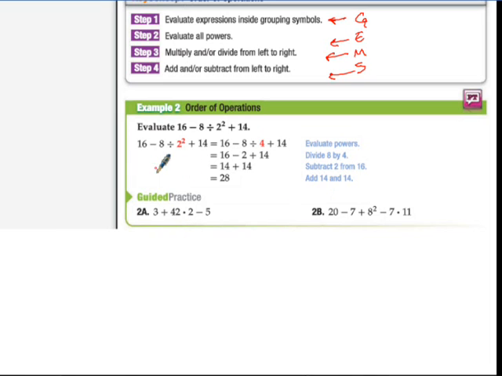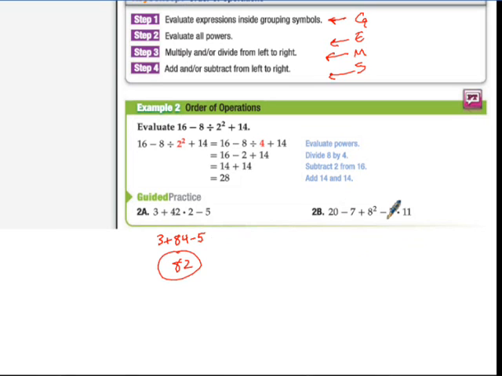Okay, so you've unpaused. Let's take a look at 2A. First thing I'm going to do is multiply 42 times 2, and I'm going to rewrite every time just to make sure I'm doing these correctly. So now I have 3 plus 84 minus 5, and then that's all addition and subtraction, so I just go left to right. 87 minus 5 is 82.